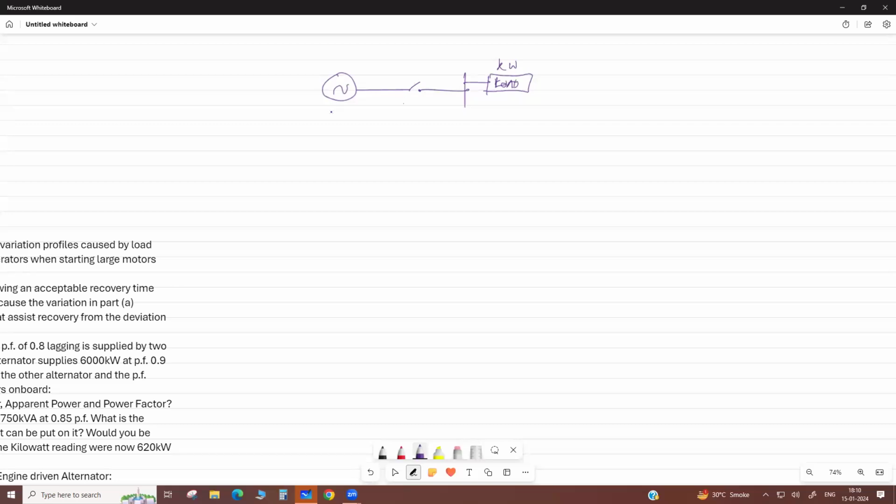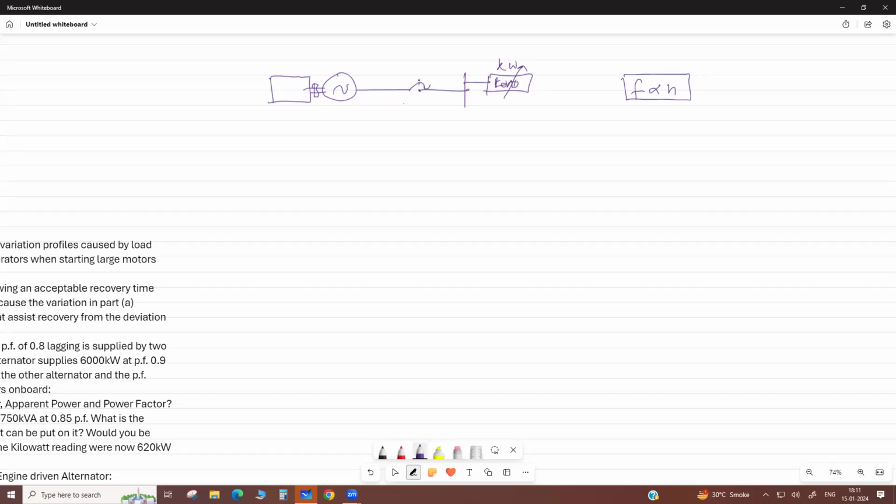So at no load, this frequency, as you know, frequency is directly proportional to speed. So as we put the load on the alternator, it will slow down. You know, there is a prime mover connected with this. It will run this alternator, and we get electricity. Okay.